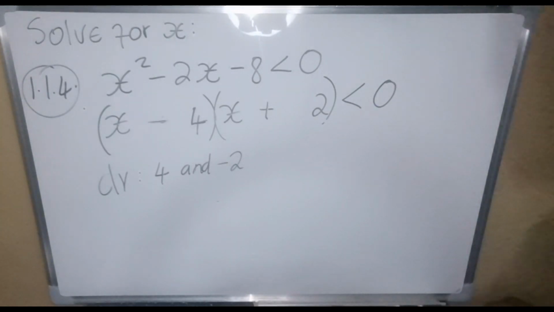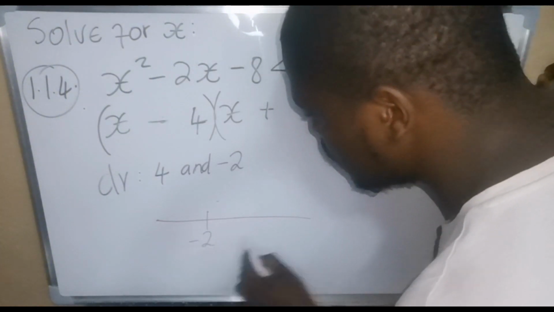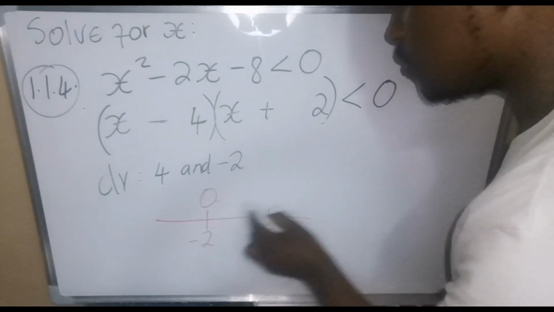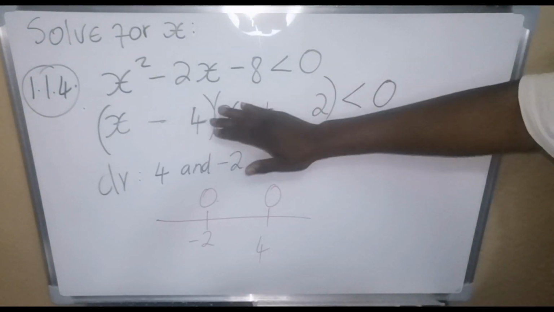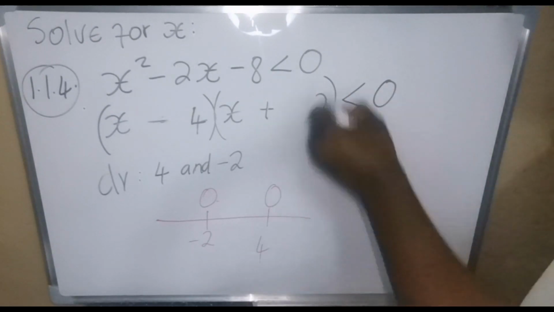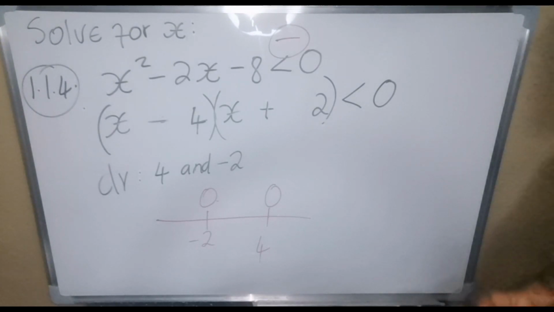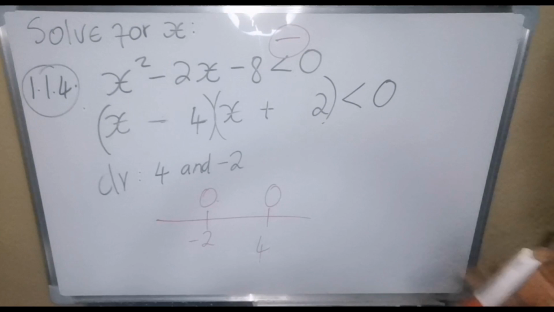Are we clear? Then you can draw your number line here. You draw your number line, and you've got negative 2 and your 4. And you're not done. Then you draw your dots. Then you're going to use the calculator. And our sign here is negative, and here x squared minus 2x minus 8 is more than 0. All those values that are smaller than 0 are negative. Now from our number line, we need to find all those values that are negative. On which sides are those values found?